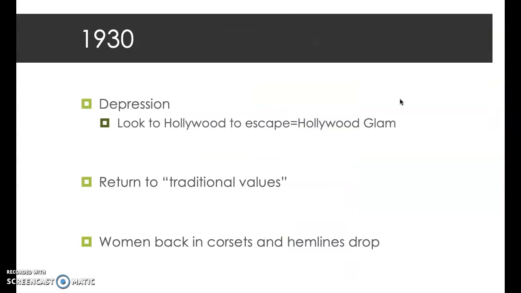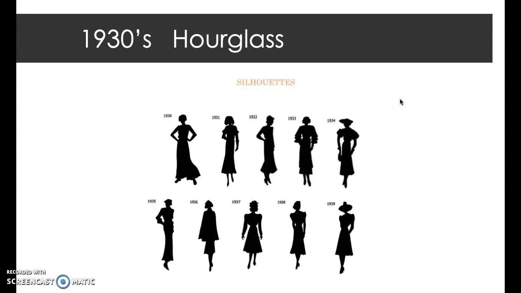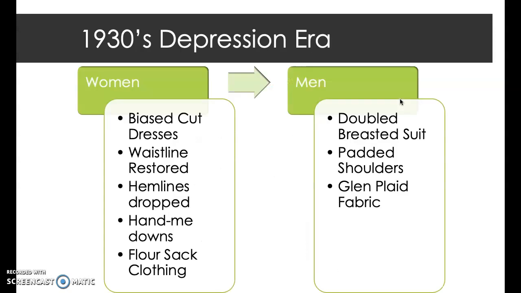At the 30s, so the 30s is the Depression. Because people don't have money, they look to Hollywood for escape, and that's where the term Hollywood glam comes from. Women are back in corsets, and hemlines drop. All right, so our silhouette, we're back to hourglass, not the extreme hourglass, but the waist is emphasized again.